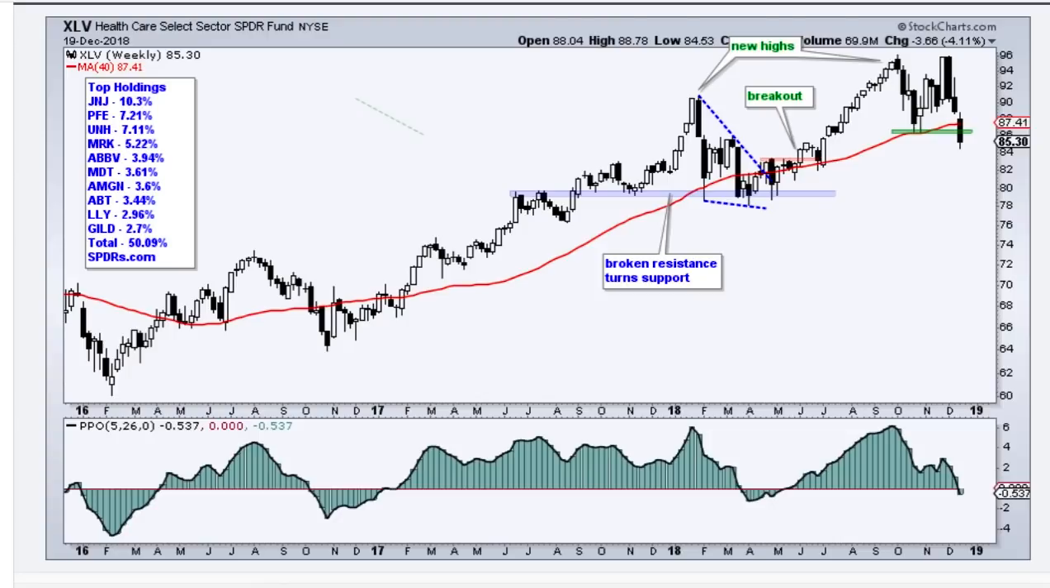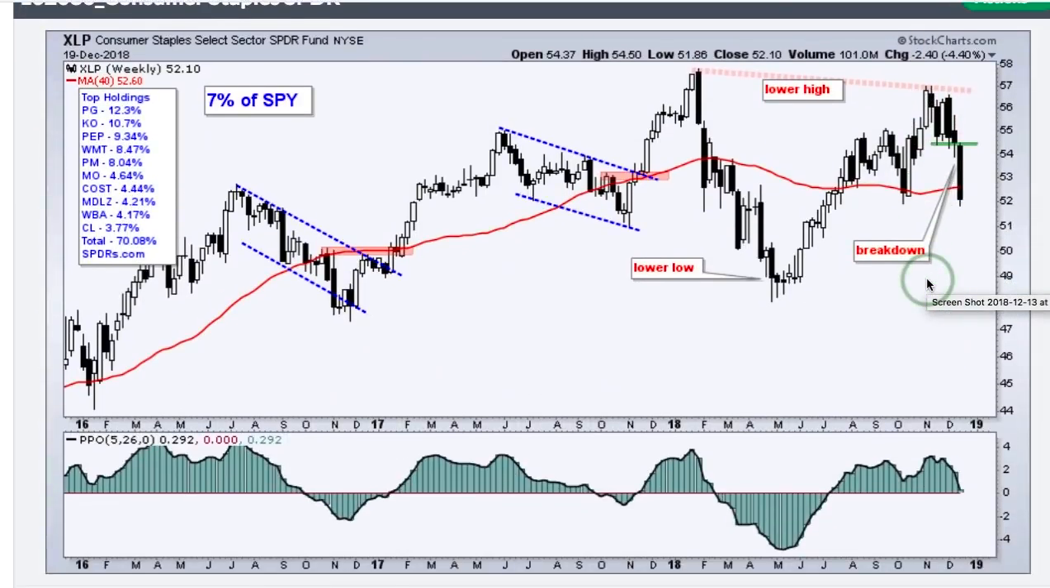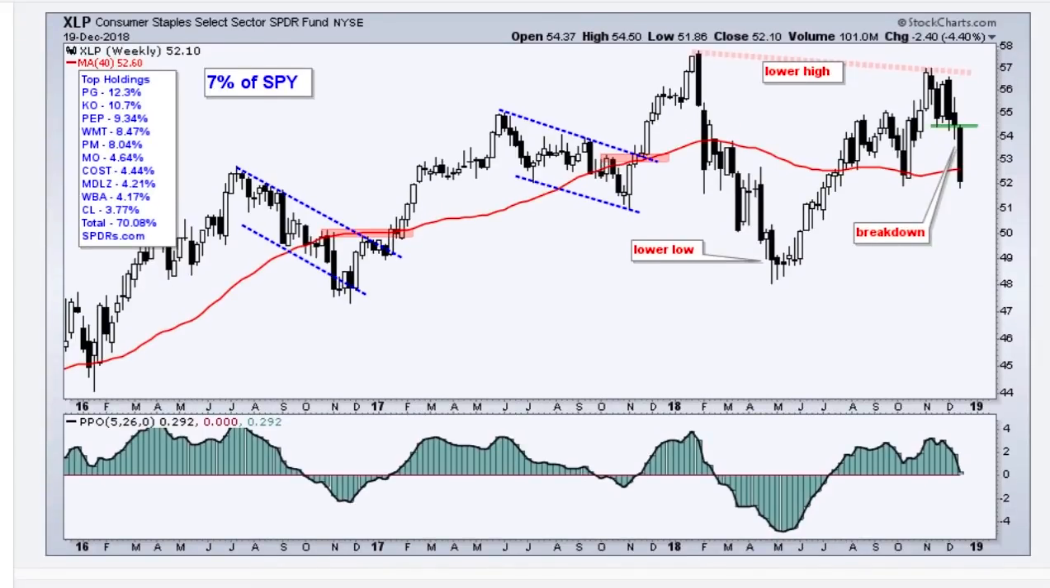Case in point here is healthcare. It was holding up and one of the leaders, but it got hit hard over the last 3 weeks and broke below its 40-week moving average and below support. And it wasn't just Johnson & Johnson, as I'll show here in a minute. Here's consumer staples, supposed to be a defensive group. Well, this looks like a lower high, so it's underperforming in 2018. It's not even above that high. And then you got the breakdown there this past week with a sharp decline, the break below the 40-week moving average. So consumer staples are not safe.